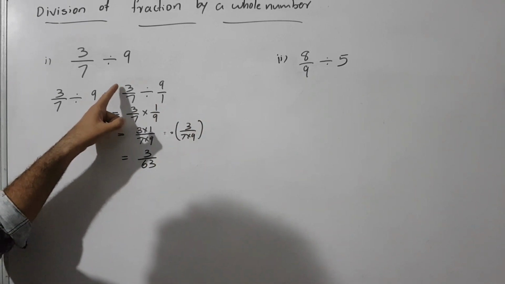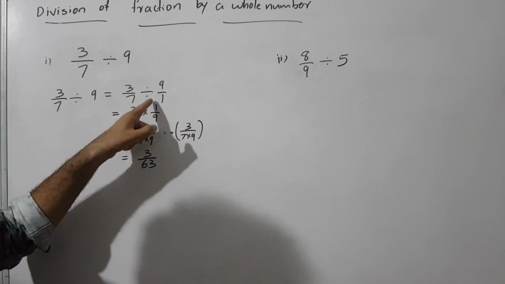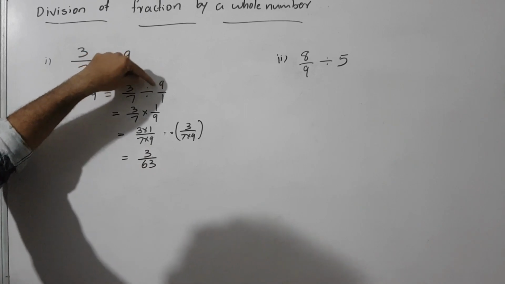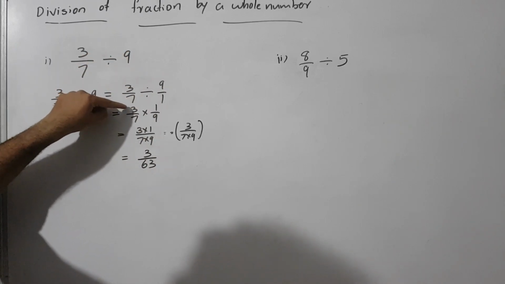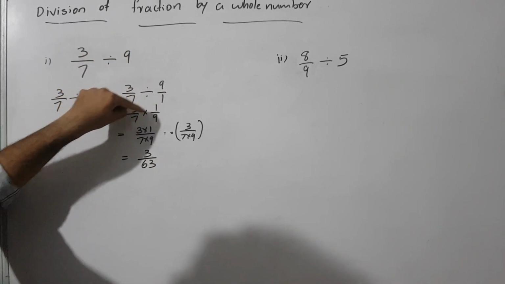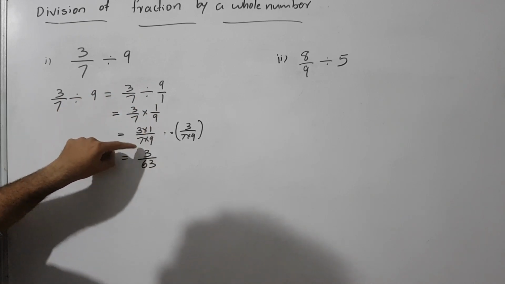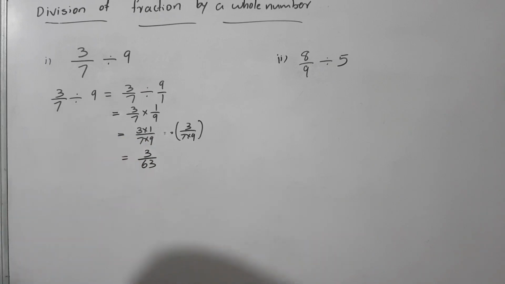Then we divide the fraction. 3 by 7 divided by 9 by 1. We multiply the first fraction by the reciprocal of the second, that is 1 by 9. Then we multiply the numerator 3 into 1 by the denominator 7 into 9. Correct? 3 into 1 is 3, 7 into 9 is 63.